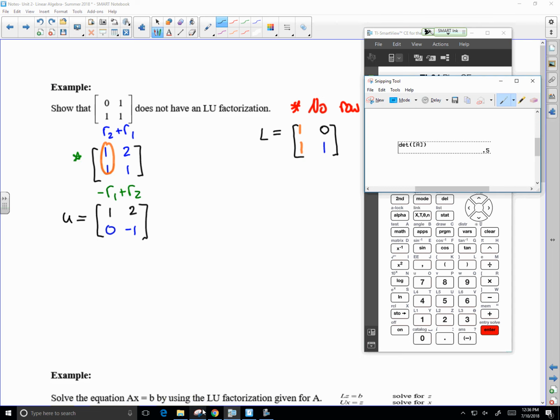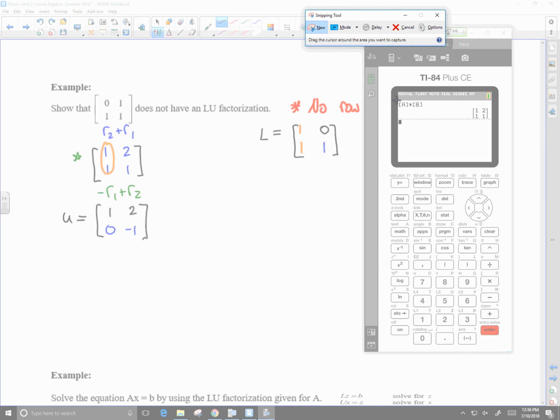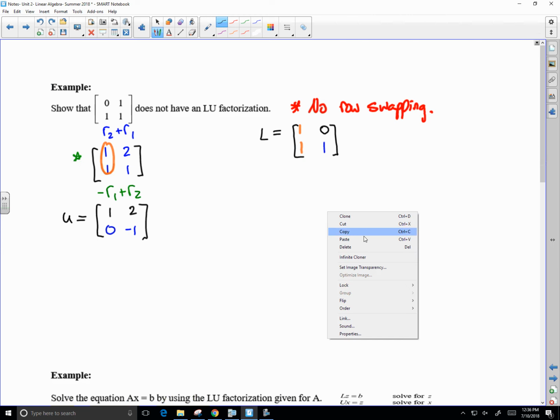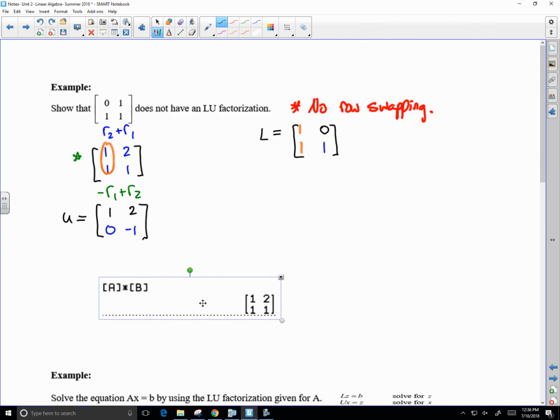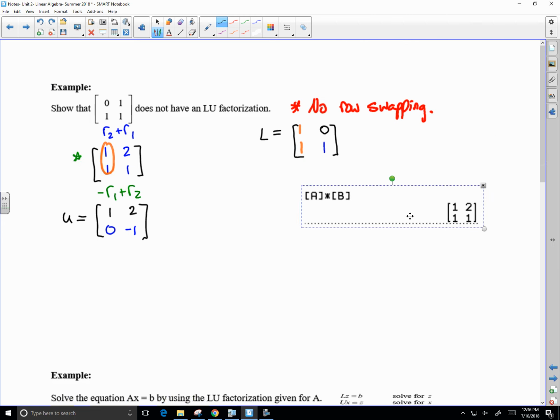So we followed the algorithm. So this is one way to show that it does not have the LU factorization. We used the technique and we just didn't get the right answer. So this is my L and this is the U.